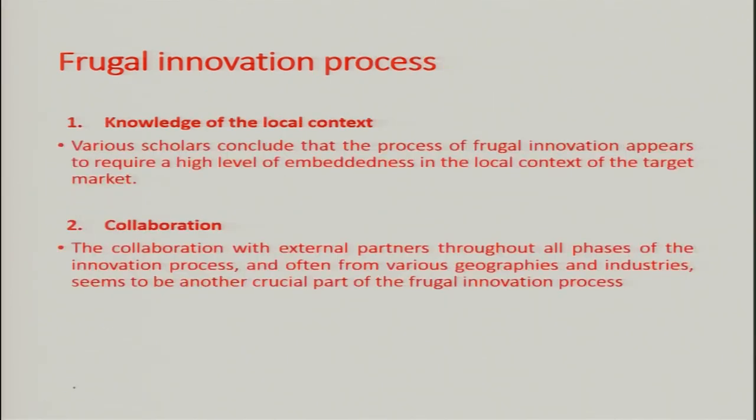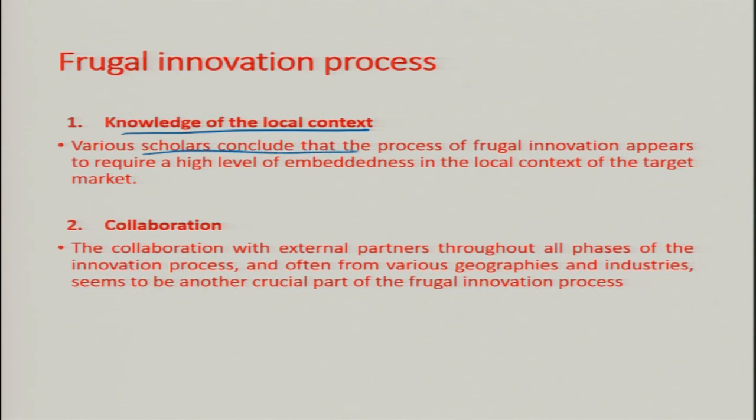Now, the frugal innovation process: the first thing is knowledge of local context. The one who is working in frugal innovation cannot think of the global availability of things, because the things have to be available in the local market. He has to purchase something that is around, something that is within his reach, something that is accessible. Various scholars conclude that the process of frugal innovation appears to require a high level of embeddedness in the local context of the target market.